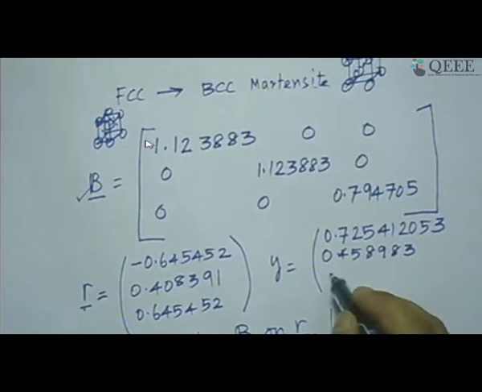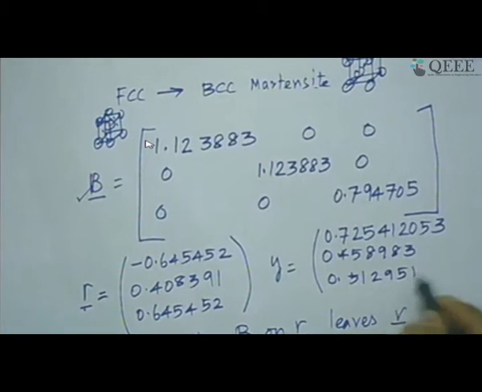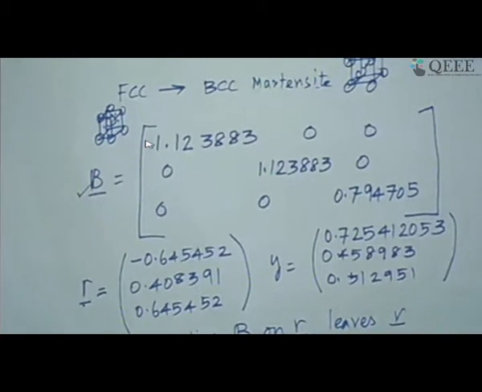0.458983, then 0.512951. Okay. So how did you get this column vector? How did you get this column vector y? Did everybody get this vector? And if so, how did you get this vector? You can raise your hand or you can write the answer in the chat.